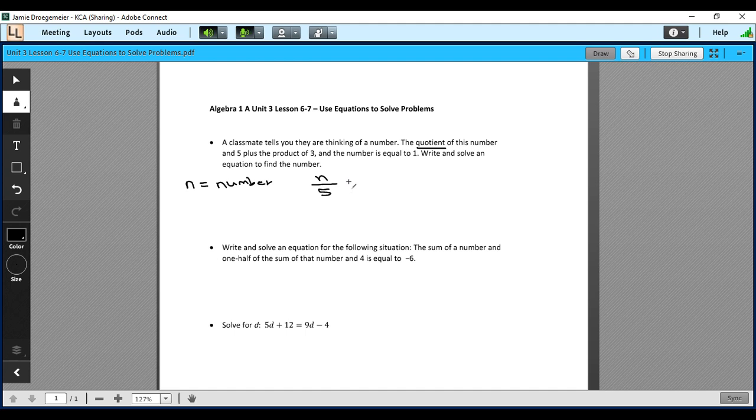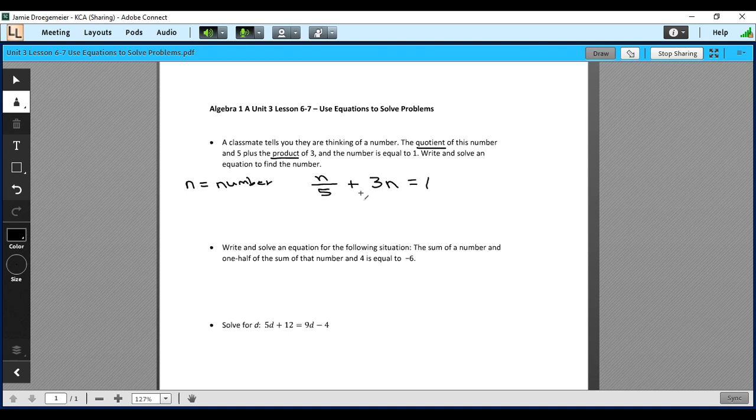Then it says that we need to add the product of 3 and the number. Well, product is the solution to a multiplication problem. So again, some vocabulary there. Quotient is division, product is multiplication. We want the product of 3 and our number, so that's 3 times our number, which is n. And when we add those together, it tells us that needs to equal 1. All right, so this is our equation.